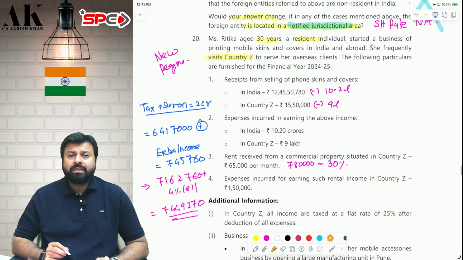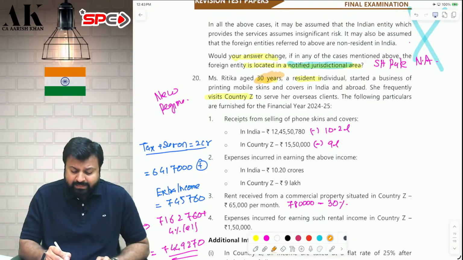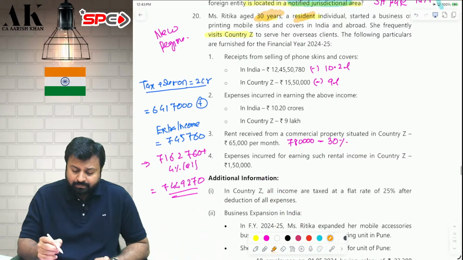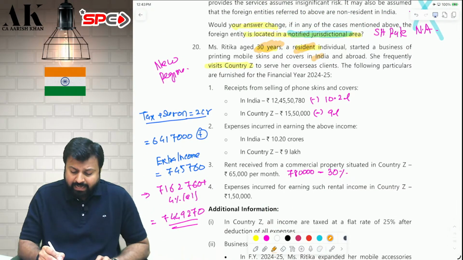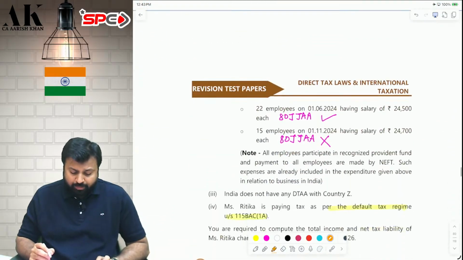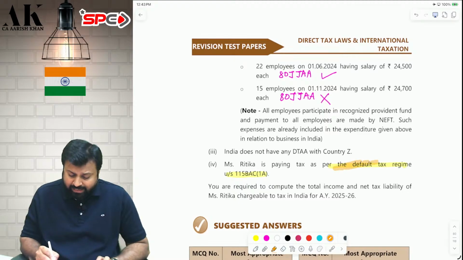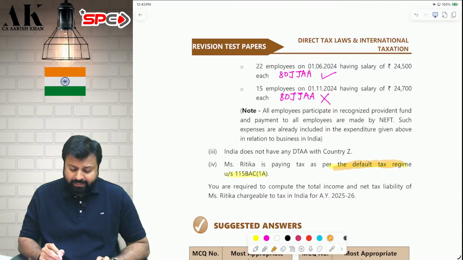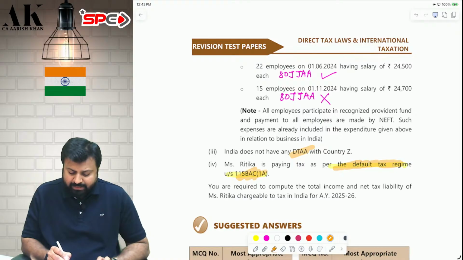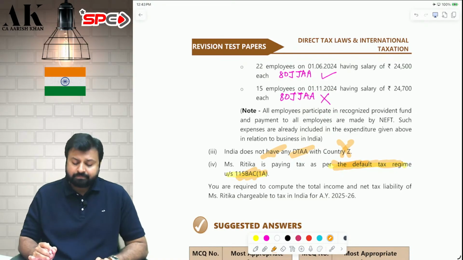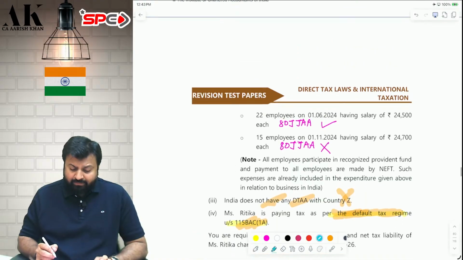Next question is a DTAA question. Ritika is aged 30 years, a resident individual. She has a business in India and also abroad in country Z. We are supposed to compute the total income of Ritika and the tax of Ritika as per DTAA. India, as per 115BAC subsection 1A, means as per the new regime. India does not have a DTAA with country Z. Let's compute the tax liability of Ritika here.